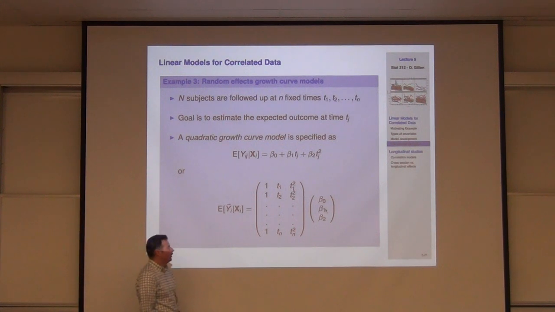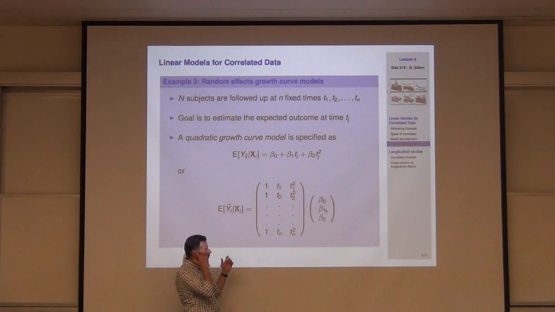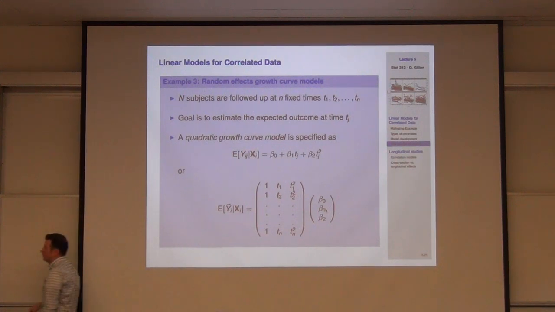Okay. Good. Other questions? So the third example, again, these are just three classic examples. We're going to go much more into general variance covariance structures, but the third example I gave was what we call a polynomial growth curve example.